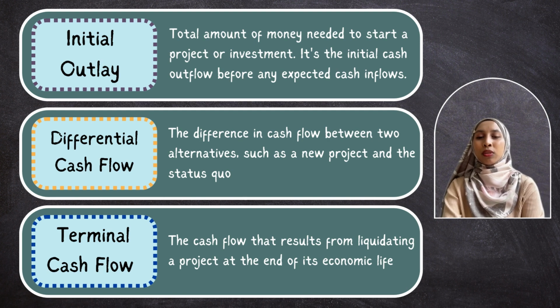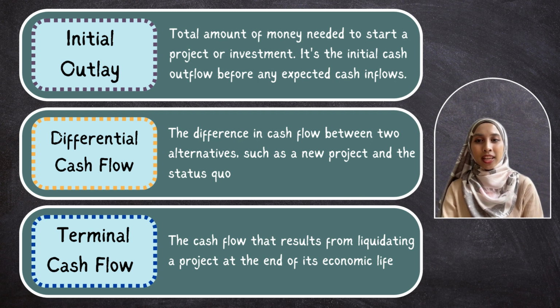Initial outlay refers to the total cash outflow required to start a project. This includes costs such as the purchase price of a new machine, transportation, import duties, installation, and training. The next one is differential cash flow. Differential cash flow is the net change in cash flow resulting from adopting a new project or investment compared to the existing situation. It highlights the financial benefits or costs brought by the new project. Last but not least is terminal cash flow. Terminal cash flow is the final cash inflow or outflow at the end of the project life, when all investments are liquidated or settled. It represents the net value recovered or incurred when the project is closed.